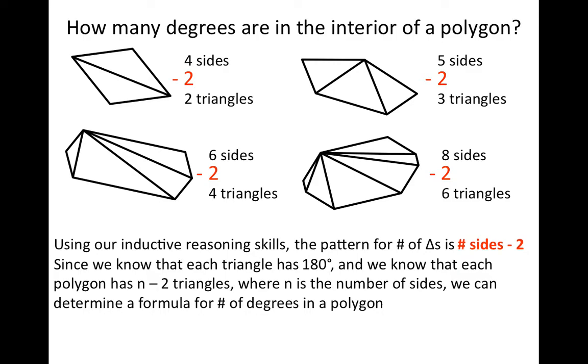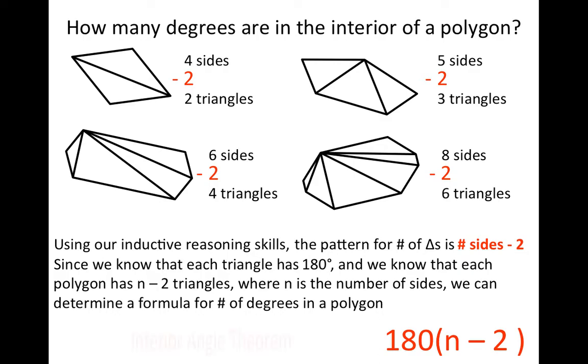And if we know that each polygon has n minus 2 triangles, where n is the number of sides, then we can use all this to determine a formula for the number of degrees in any polygon with n sides. And that formula would be 180 times n minus 2. Because 180 is for each triangle, and n minus 2 tells us how many triangles are in that shape. So multiply them together and we get how many degrees are in a shape.